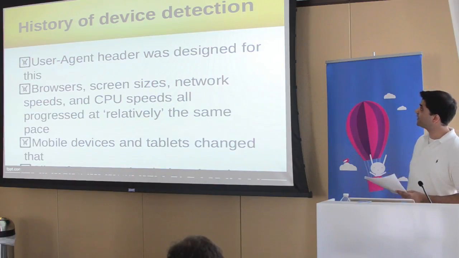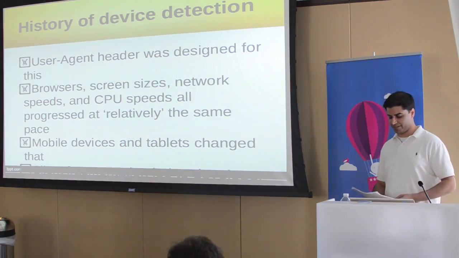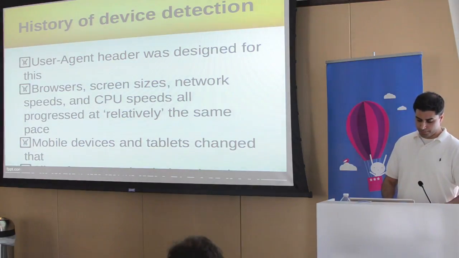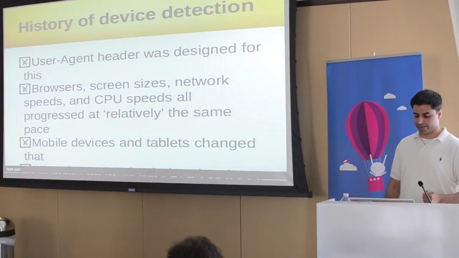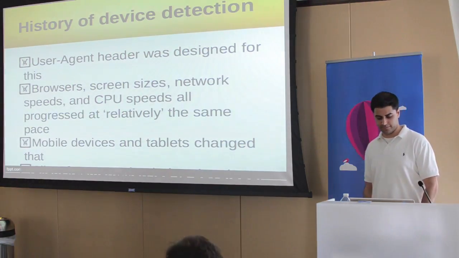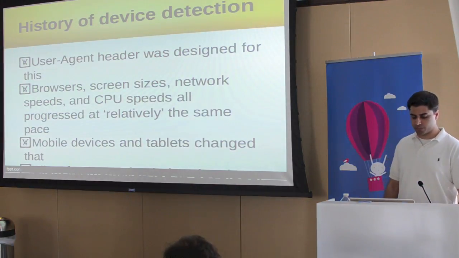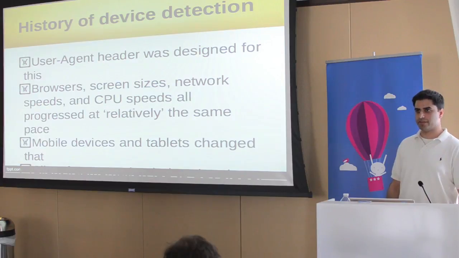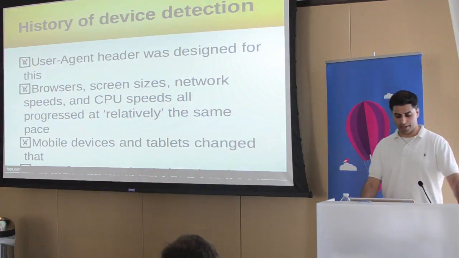Okay, so brief history of device detection. So we're kind of switching gears here. There's a field called the user agent header. Back in the early days of HTTP and the web, this was designed with content negotiation in mind. But like all things in the web, things change.